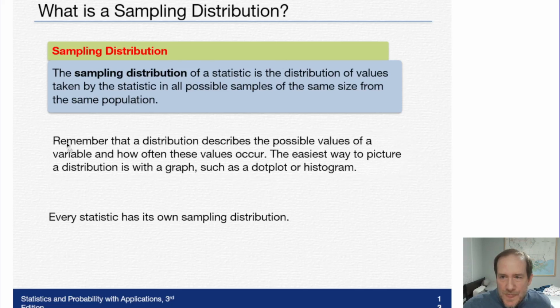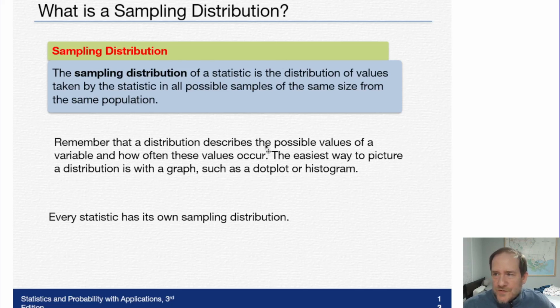So it says here, remember that a distribution describes the possible values of a variable and how often these values occur. The easiest way to picture a distribution is with a graph, such as a dot plot or a histogram. And of course, every statistic has its own sampling distribution. Again, they are just meaning if I was measuring the mean, or if I was measuring the standard deviation, of course those different statistics would have their own distributions.